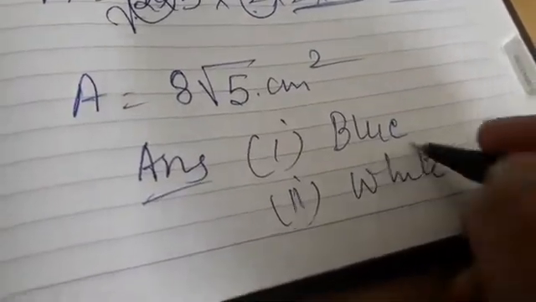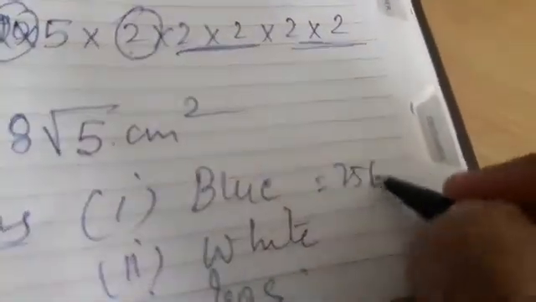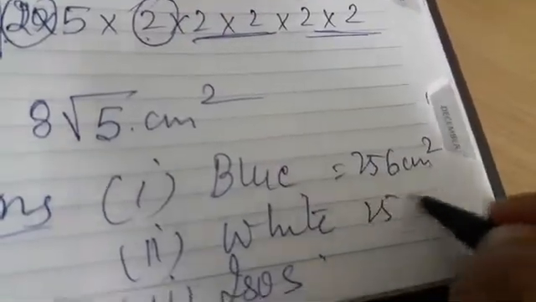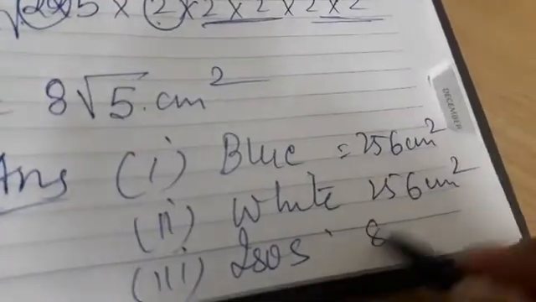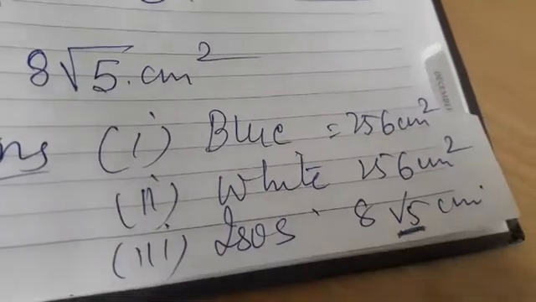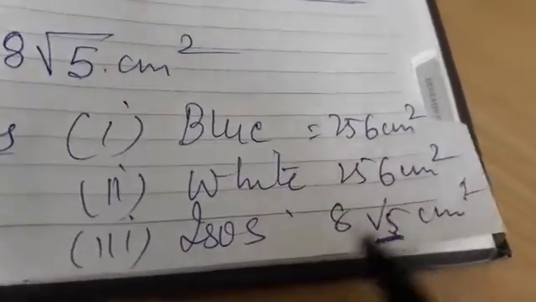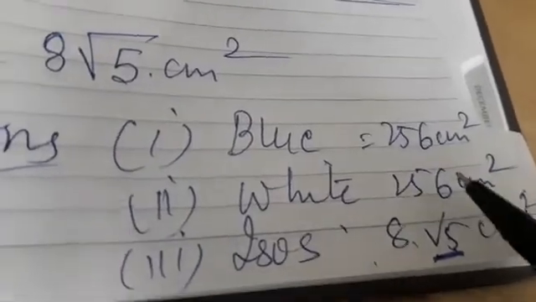So your answers are: number 1 if you say blue color, second one if you say for white color, and the third one you say for the isosceles triangle. You can write 256 centimeter square, 256 centimeter square and 8 root 5 centimeter square. If you know the value of root 5, multiply it by 8 and the answer will be in decimals.